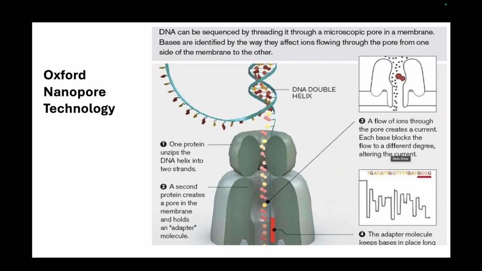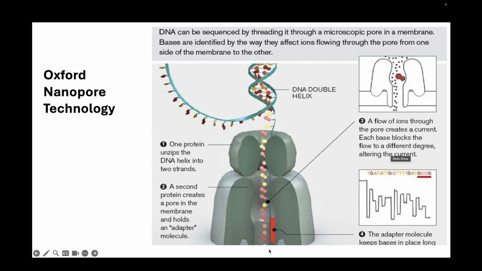But long read sequencing is something that gives you much higher confidence than short read technologies like Illumina. In this particular one, DNA is sequenced by threading it through a microscopic pore inside the membrane, and inside the membrane there's a protein that unzips the DNA helix into two strands. This is basically the protein complex. So the upper protein unzips the DNA helix into two strands. One strand is left off, then another strand goes in.